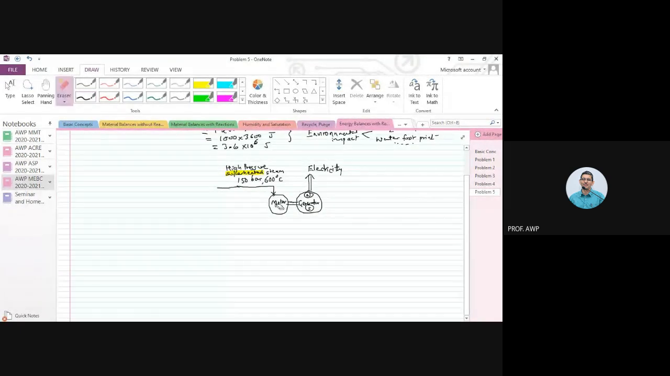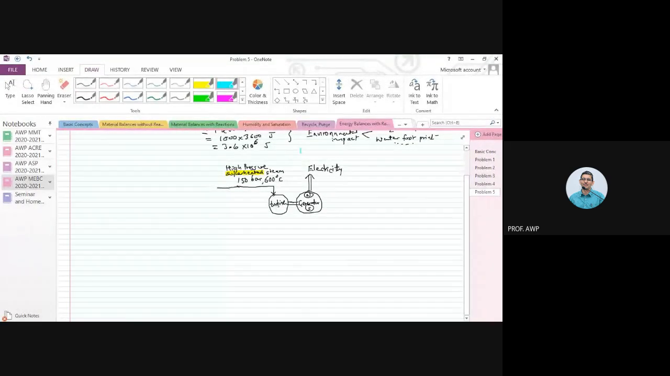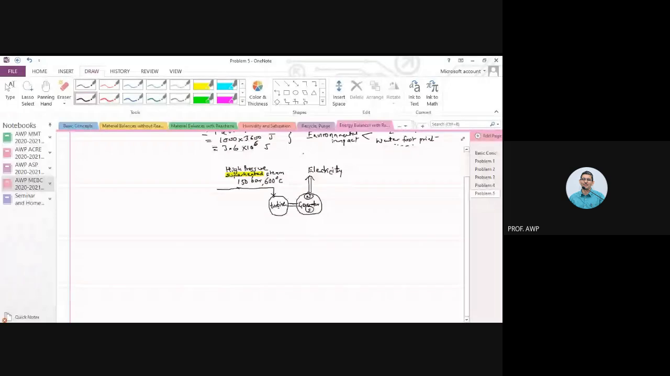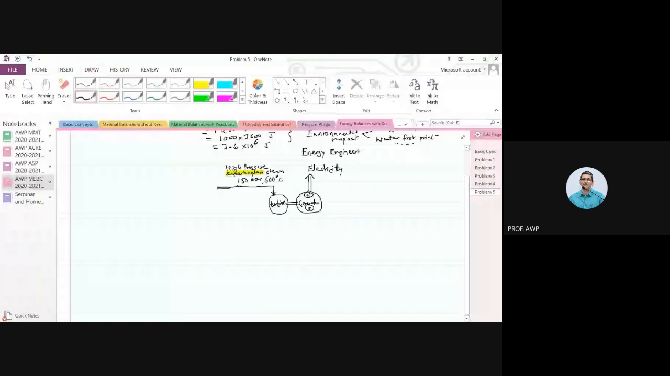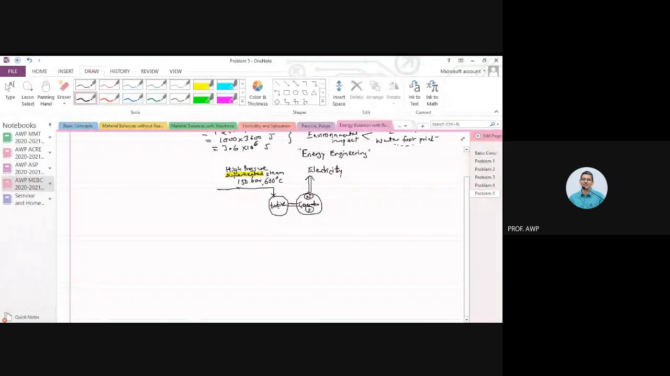rotate this motor. This motor we call by a different name. The word motor we use when I supply electricity and it causes motion of the impeller inside. When you supply steam, you call it a turbine. So there is a course in your second year called energy engineering that's going to deal with different types of turbines, different types of generators, and so on. Okay. So we will not worry about that just now.